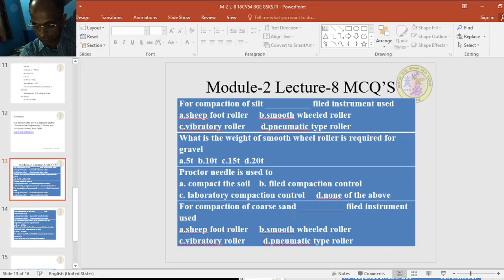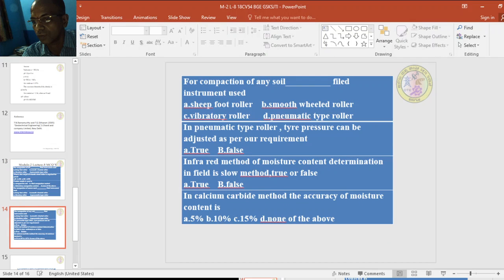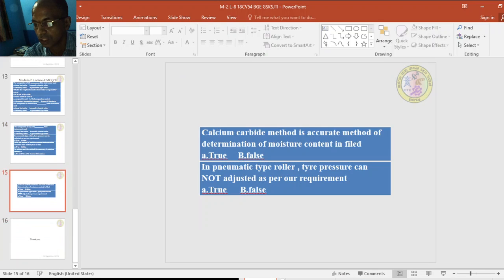For compaction of coarse sand, dash field instrument is used: sheep foot roller, smooth wheel roller, vibratory roller, pneumatic type of roller. For compaction of any soil in the field, the instrument used is: sheep foot roller, smooth wheel roller, vibratory roller, pneumatic roller. Then, in a pneumatic type of roller, tire pressure can be adjusted as per requirement, true or false. The infrared method is a maximum field moisture method, true or false. For the calcium carbide method, the accuracy of the method is 5, 10, 15, none of the above; which one is correct? The calcium carbide method is an accurate method to determine moisture, true or false. In a pneumatic tire roller, tire pressure can be adjusted as per our requirement, true or false.